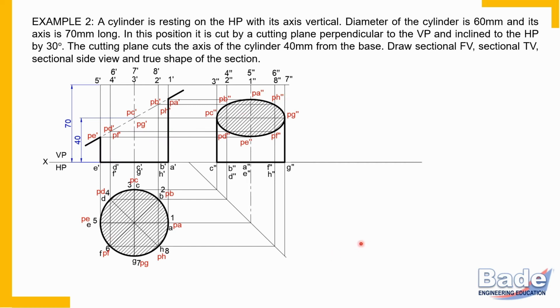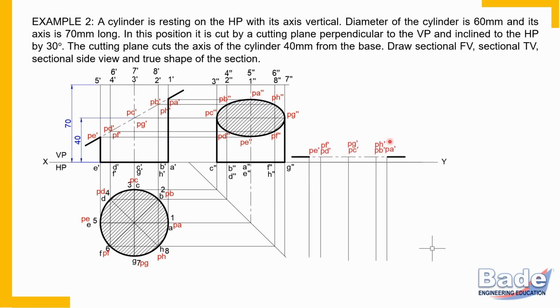Now for the true shape of the section, simply make this cutting line, which is in the front view, parallel to the XY line. Front view must be above the XY line. So here above the XY line, we'll draw this line horizontal, and we'll transfer all these points on the horizontal cutting line without changing distances between these points. So use a compass to transfer all these distances here. So this is how I have transferred all these points here.